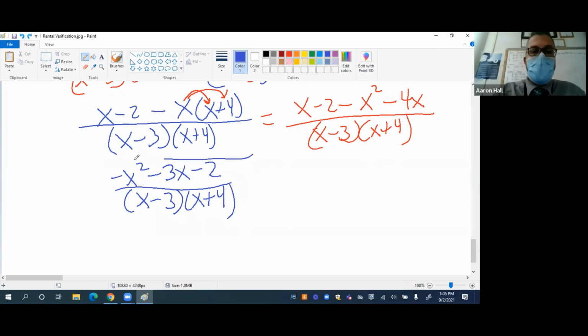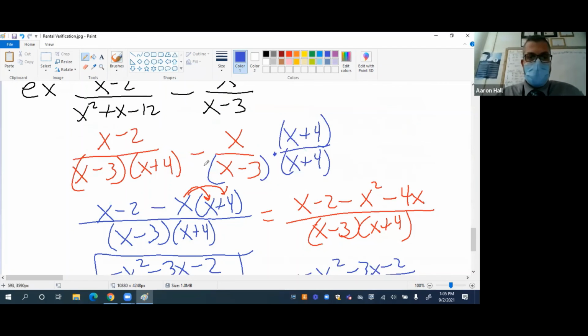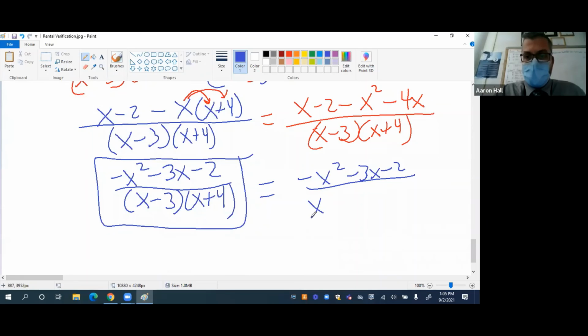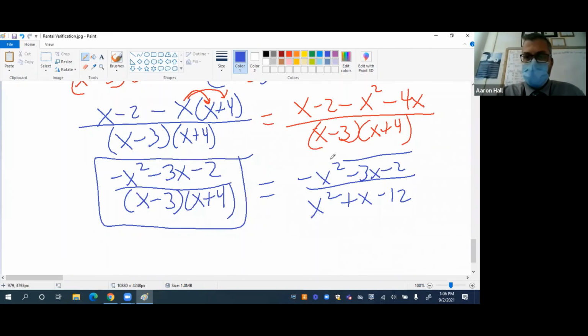And so I'm okay with this being your answer, but if you wanted, this is how your homework will be written, as your choice. It would be negative x squared minus 3x minus 2 over this value of x squared plus x minus 12. X squared, what was it, plus x minus 12? Did I do that wrong? Yeah, there we go. Okay. Questions?